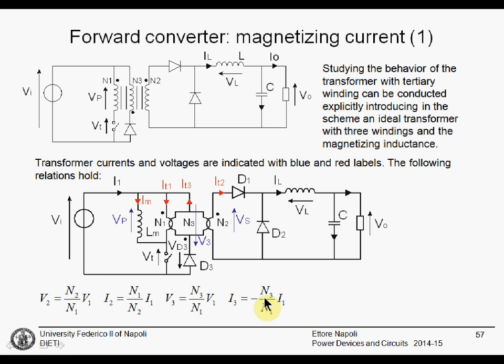The constitutive relation for this transformer is the following. The secondary voltage will be N2 divided by N1 multiplied by V1, that is the primary voltage. The secondary current will be, on the other hand, N2 divided by N1 multiplied by I1. For the tertiary winding, we have V3 that is equal to N3 divided by N1 multiplied by V1, and I3 will be minus N3 divided by N1 multiplied by I1.